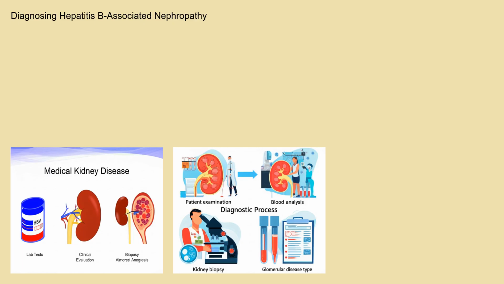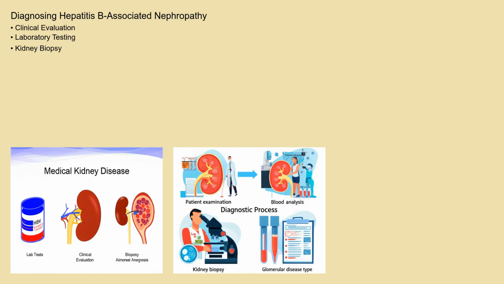Diagnosing hepatitis B-associated nephropathy involves a combination of clinical evaluation, laboratory testing, and kidney biopsy. Initial evaluation includes a thorough medical history, physical examination, and assessment of kidney function. Laboratory tests typically include urine analysis to detect proteinuria and hematuria, blood tests to measure kidney function markers such as creatinine and blood urea nitrogen, and serologic tests to confirm hepatitis B infection. A kidney biopsy is crucial for confirming the diagnosis and determining the specific type of glomerular disease present. Immunofluorescence studies on the biopsy sample can identify the presence of HBV antigens and immunoglobulins, helping to differentiate this nephropathy from other kidney diseases.